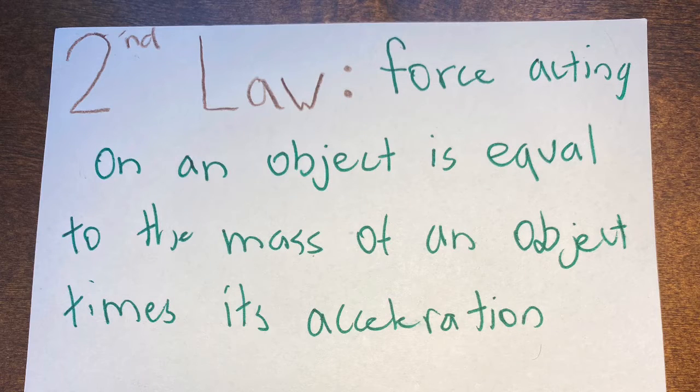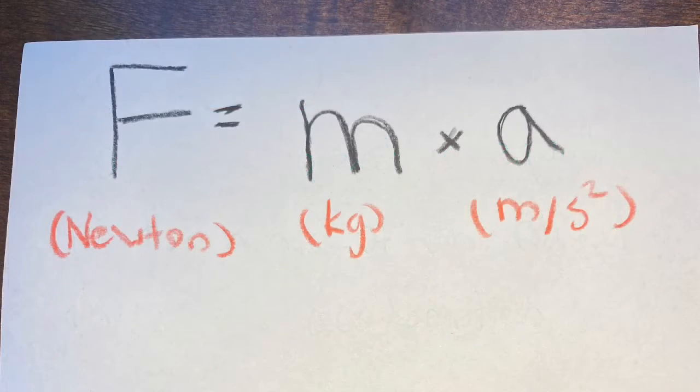Newton's second law is the equation F equals ma. The force acting on an object is equal to the mass of an object times its acceleration. F equals ma is one of the most important equations in physics. The unit of force is a newton, which equals 1 kilogram meter per second squared.